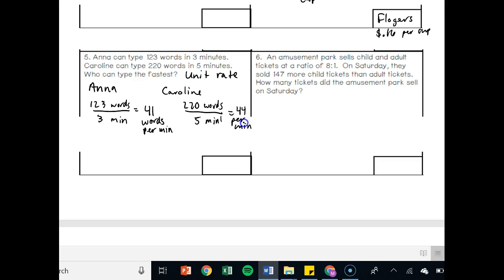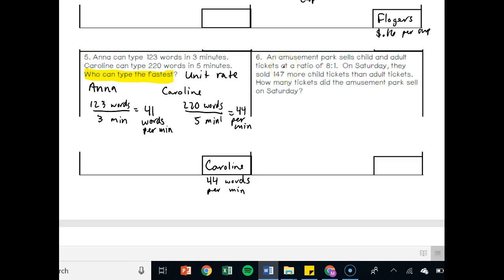So this one, it's not which one's cheaper, right? We want to do who's fastest, right? So who can type more words, basically. And so that's easily Caroline. She can type 44 words per minute, right?